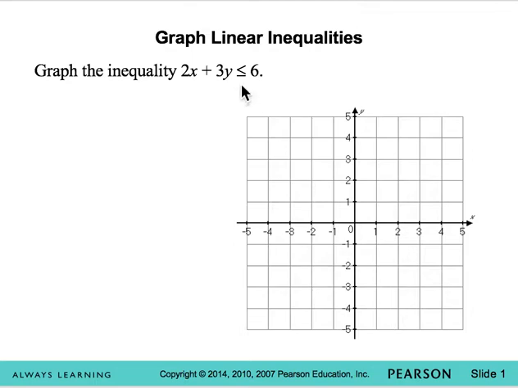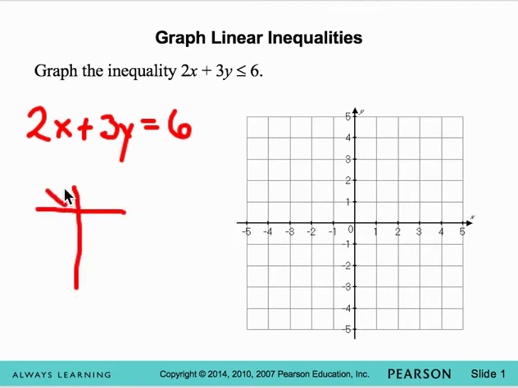So the first thing I need to do is find where it's actually equal. Notice on this one, it's less than or equal. So I can just imagine that I need to graph the line where 2x plus 3y equals 6. Right? Now, the x and y is on the same side. So this is my intercept method, right?